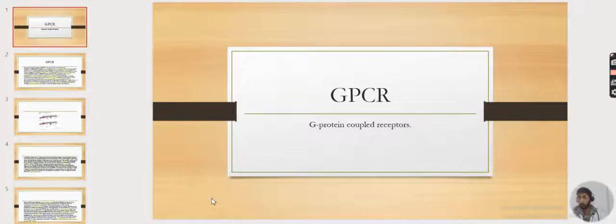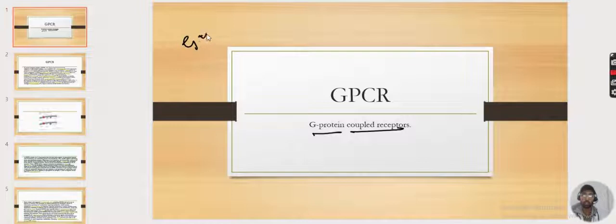So today we are back with another topic that is GPCR. GPCR stands for G-protein coupled receptors. Let's talk about what is this G-protein.